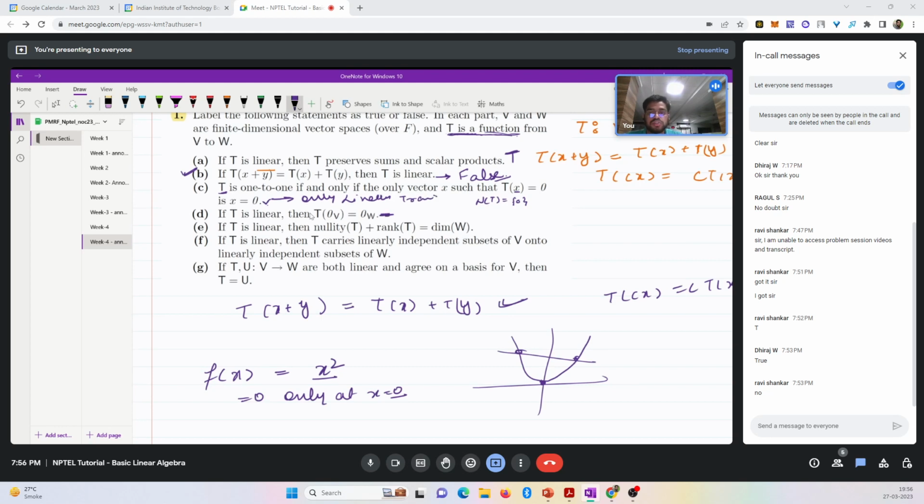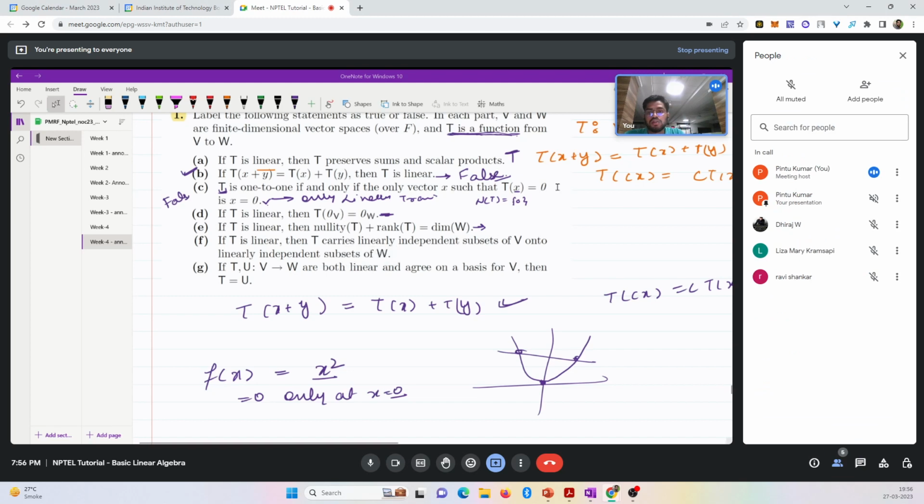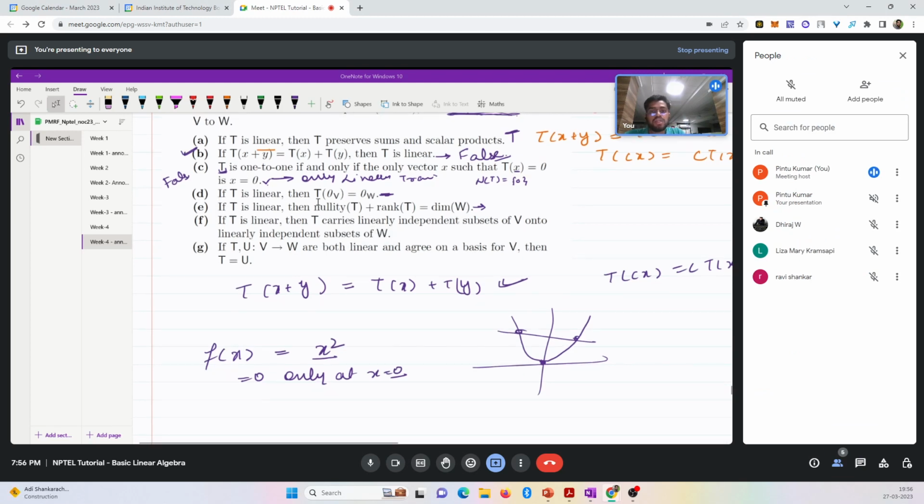This is simple. Let's skip to this question. So, sir, C is true? C is false. See, if this T would have been a linear transformation, then this was true. But right now we are given that T is any arbitrary function. Then it is false. Okay. Then we have D part, that T of 0 is 0. This is pretty obvious. We already know this thing.